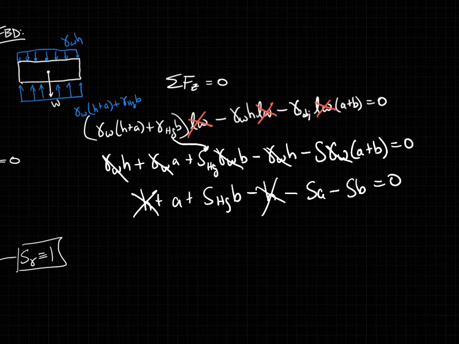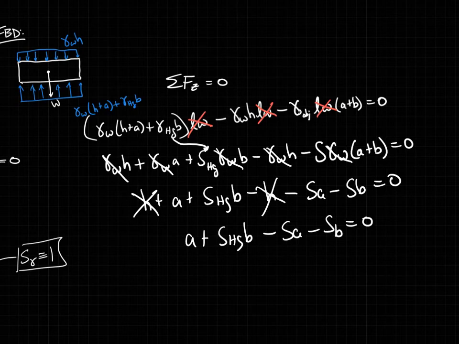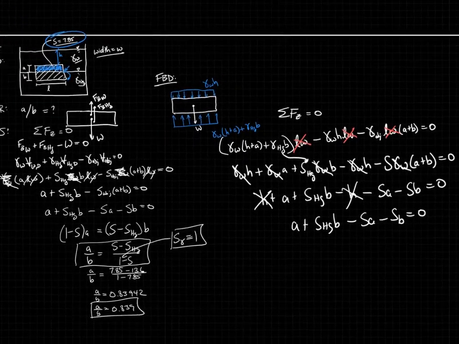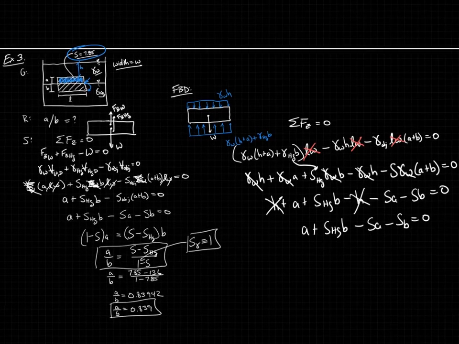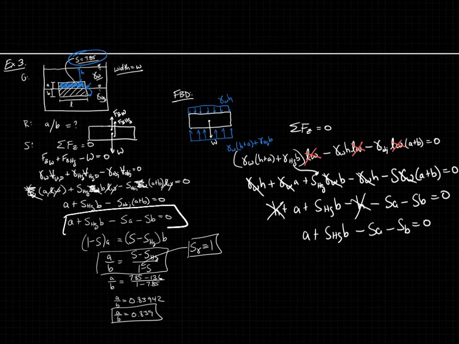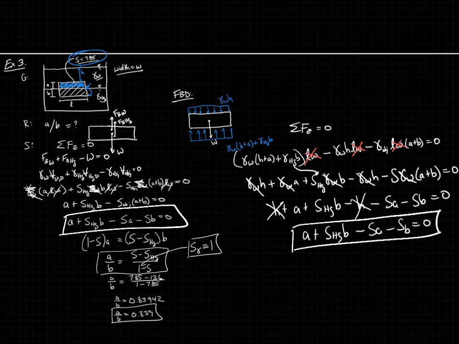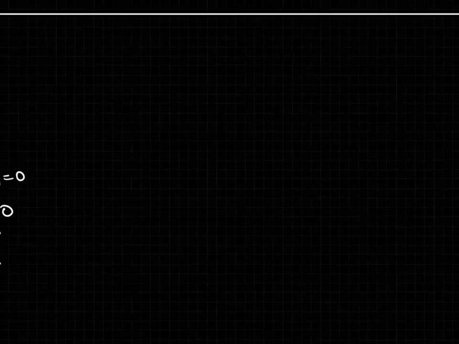And I think at this point, A plus SHGB minus SA minus SB equals 0. I think this is algebraically equivalent to what we had. Yeah, so this is equivalent to this. So no need to finish it. Notice you could have done this either way. So pretty cool. All right, so let's do the last problem, and it's going to take me a little time to draw this. So I'll pause it, and then it'll pop up.